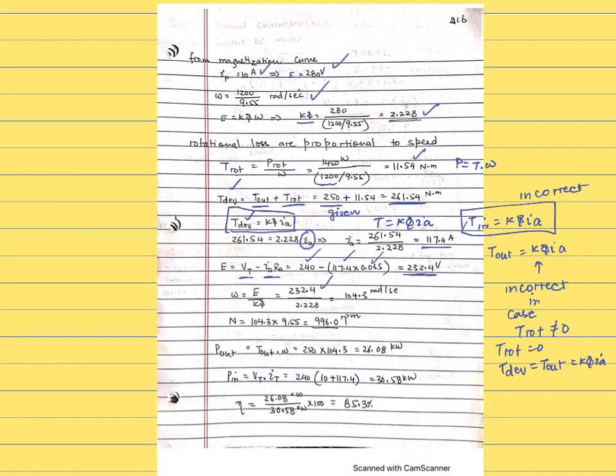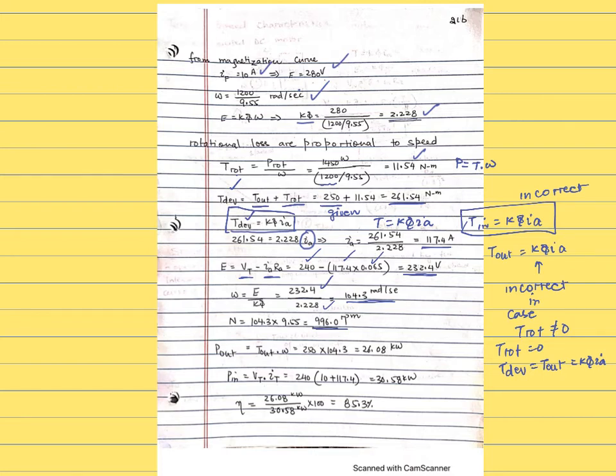And with that new value of E, with the previous value of K phi, because K phi now depends on the field current, and since the field current is constant, K phi remains constant as well. So that's going to give you your new speed. This is the speed at which the machine will develop a torque for the load. The machine will develop a torque of 261.54 Newton meters, and it will provide the load a torque of 250, because 11.59 will take care of the rotational losses.